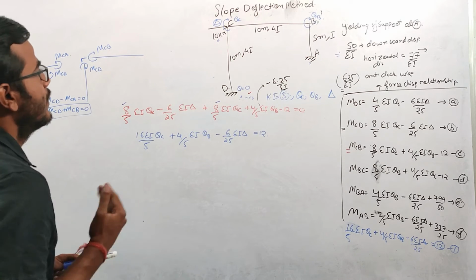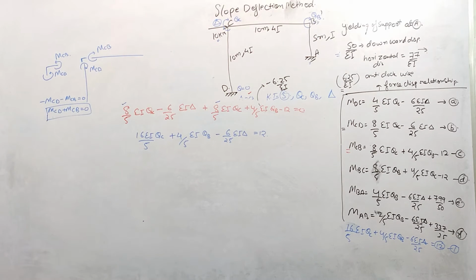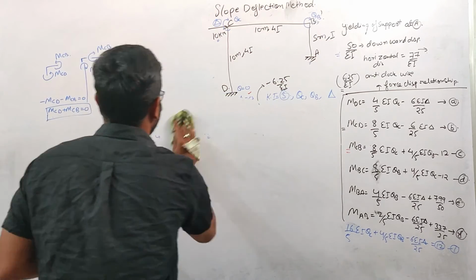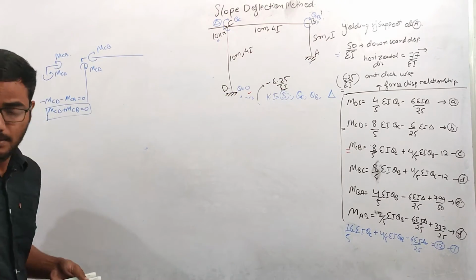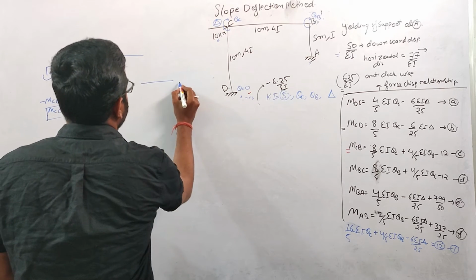So this is done. Now let us come to this B point, or the B joint. Okay, so B joint is basically a rigid joint. So here the condition will look like this.